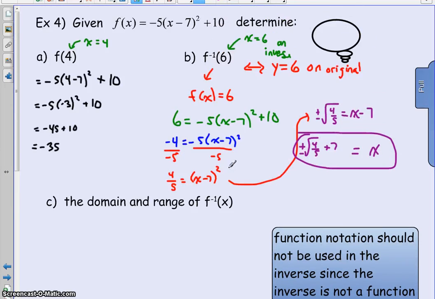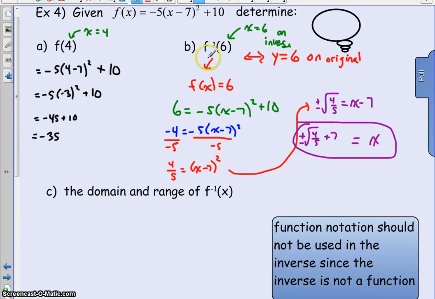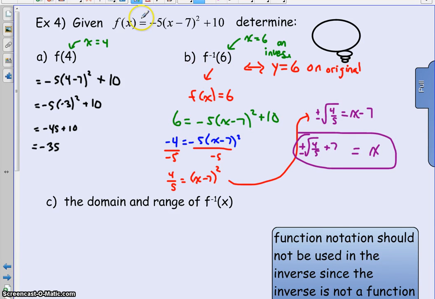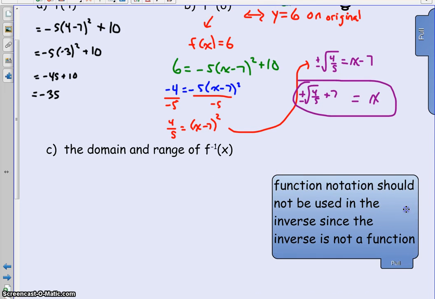One thing to note here, I technically should not have used function notation because the inverse of this is not a function, it's a sideways parabola. But just in terms of getting used to what this means, this does mean x equals 6 on the inverse. Just keep in mind that I shouldn't have used function notation here.